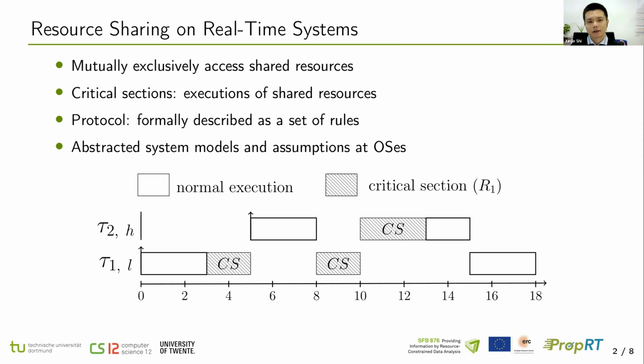So in the past decades, a lot of resource synchronization protocols have been developed and analyzed. For example, priority ceiling protocol for uniprocessor, and distributed PCP, multiprocessor PCP, and MrsP for multiprocessor real-time systems. Such a protocol can be formally described as a set of rules that are composed of abstracted system models under certain assumptions at the operating system level.